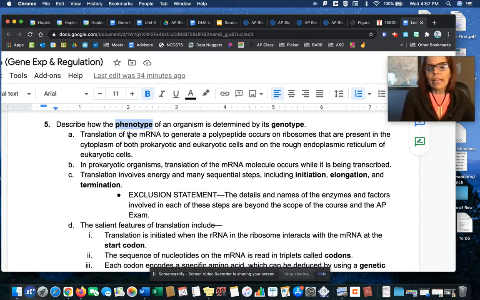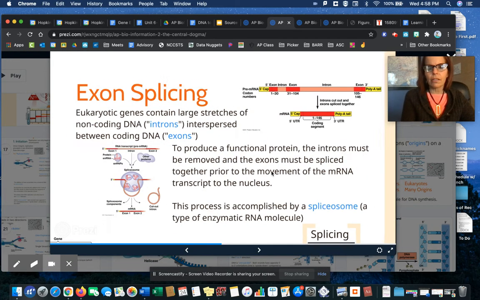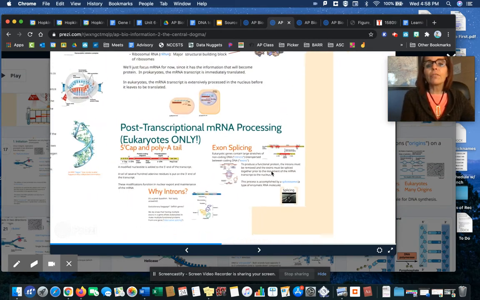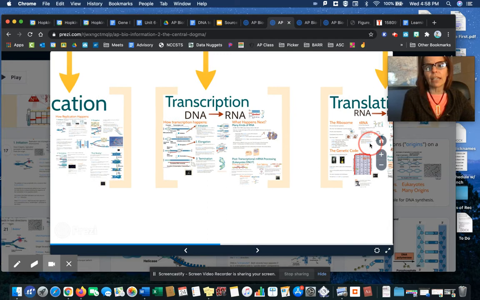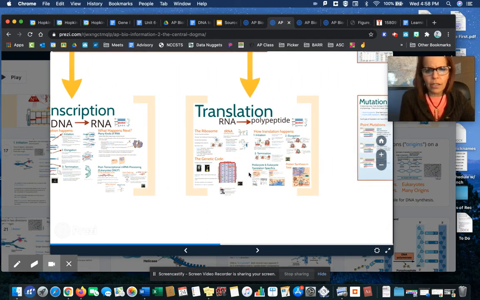Okay, translation is making the protein, the synthesis of a polypeptide from the mRNA, and it occurs on ribosomes that are present in the cytoplasm of both prokaryotic and eukaryotic cells. And I want you to just remember that prokaryotes, because they don't have a nucleus, can do everything simultaneously. So they can do transcription and translation simultaneously.